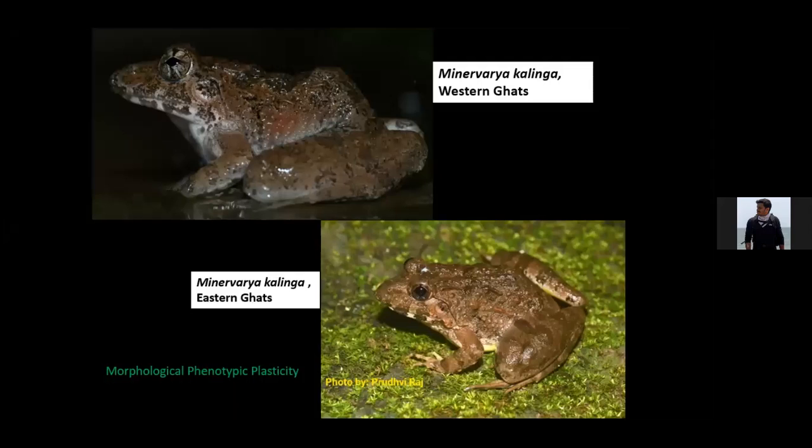See, if we just compare from the image, the Western Ghats population of Minervaria kalinga looks huge, right? And it even looks like a different species. They were showing a very unique phenomenon called morphological phenotypic plasticity, the ability of an organism to show drastic morphological variation in response to natural environmental variation or stimuli.